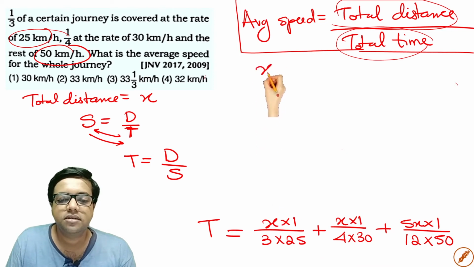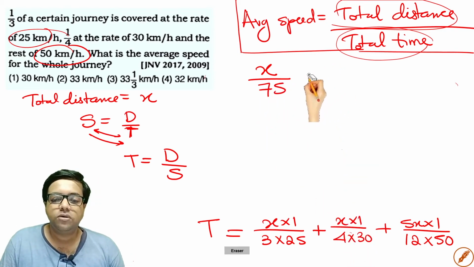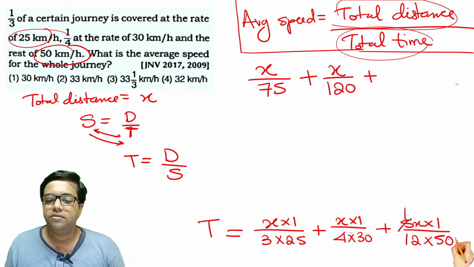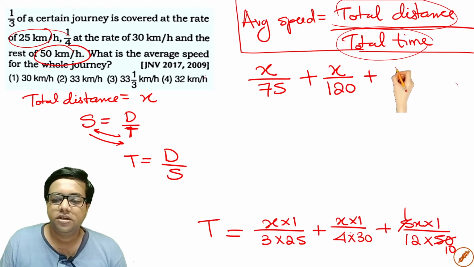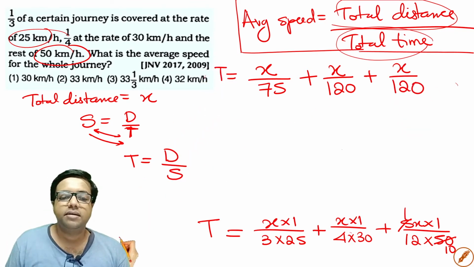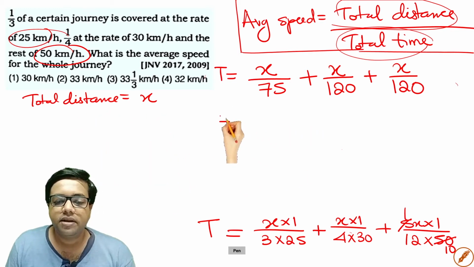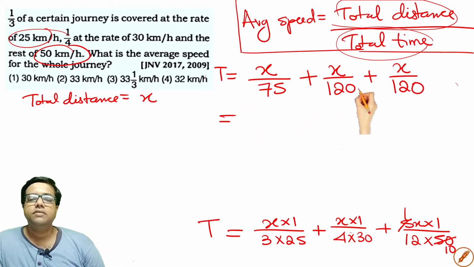X into 1 is x by 3 into 25 is 75. Plus, x into 1 is x by 4 3s are 120, and plus 5 1s are 5, 5 10s are 50. Here also what will I get? X by 120. So this is the total time that we are trying to find out. Okay. So what is the LCM of 75, 120 and 120?